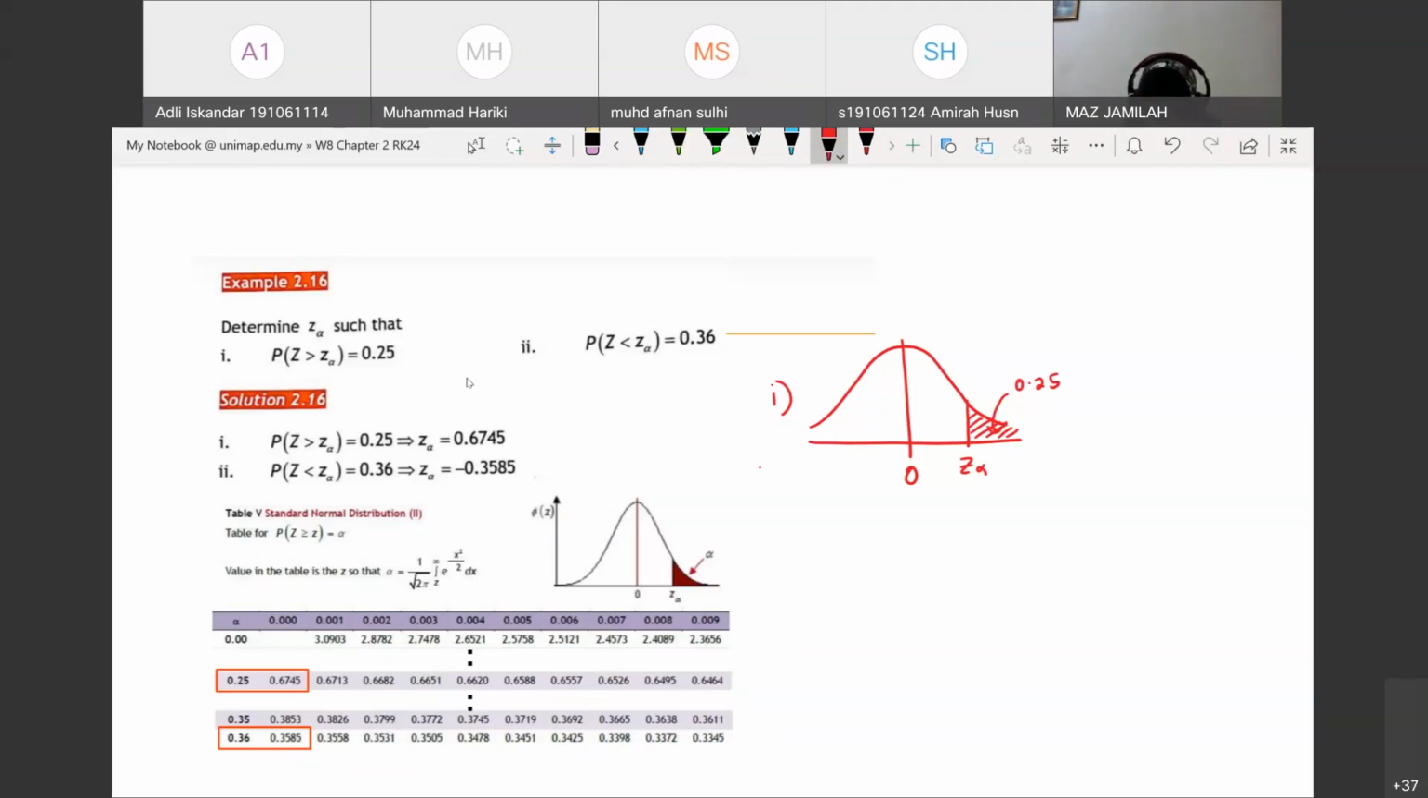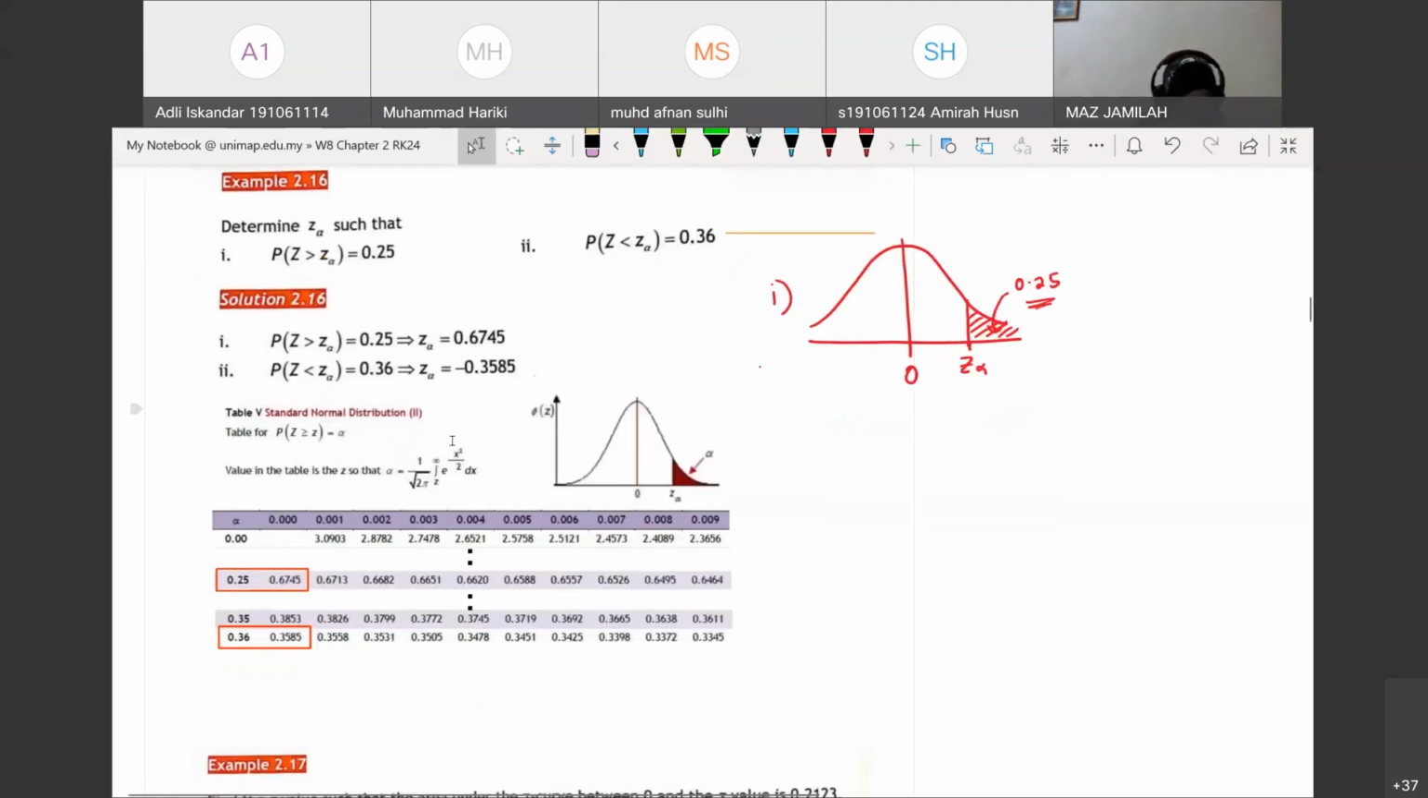So what will be your Z value for this particular probability value? Look for alpha 0.25, and your Z will be 0.6745. So the Z alpha that we are looking for is the Z value along the x-axis. Last time we were talking about the probability value. Now, given the probability value, what will be your Z alpha? So this is how we do it.